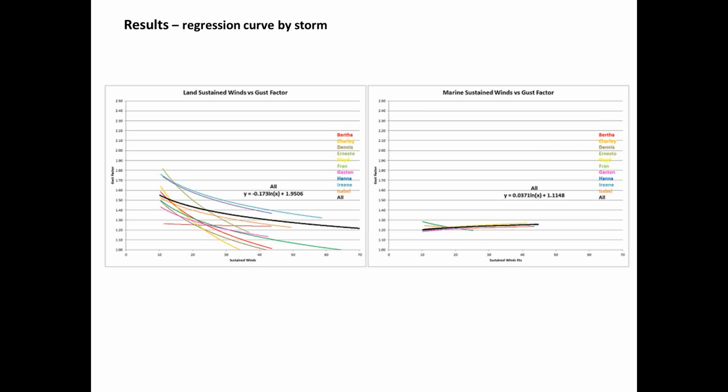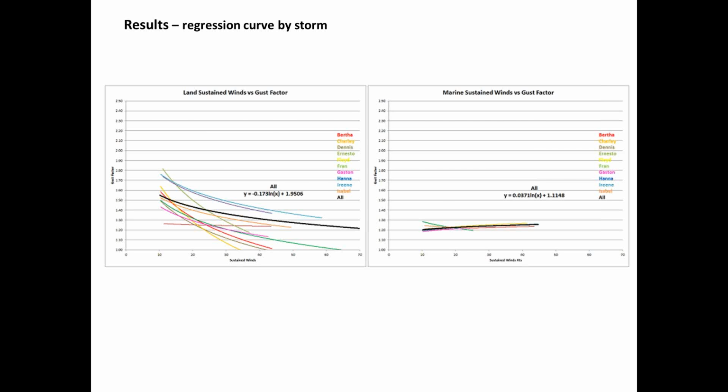Again, that's not too surprising given the different locations, coastal, marine, inland, different environments for the different storms and intensities, but they all show a general similar curve, and the marine locations much more closely fit the overall line there, which is again in the black bold. And again, these figures here are very consistent with some other research that is out there.